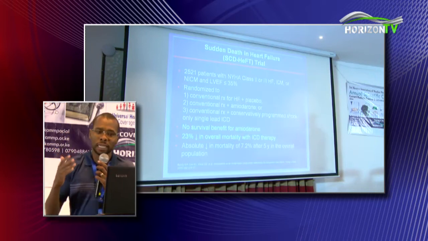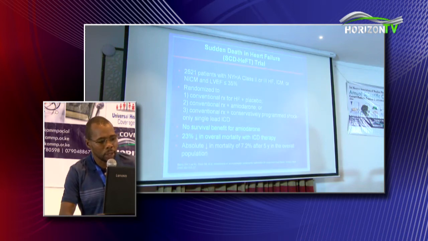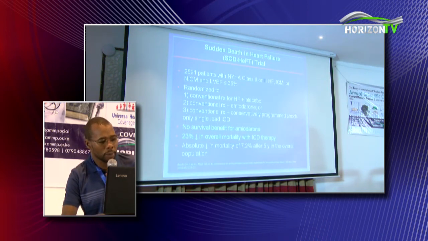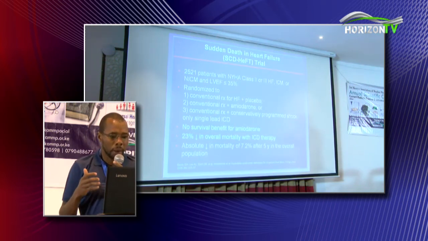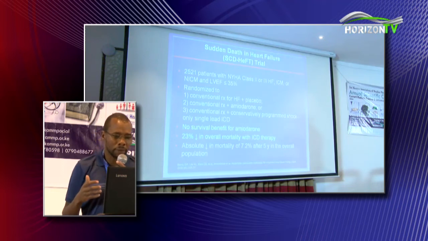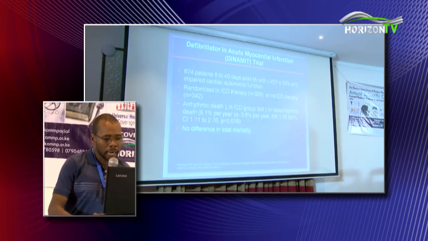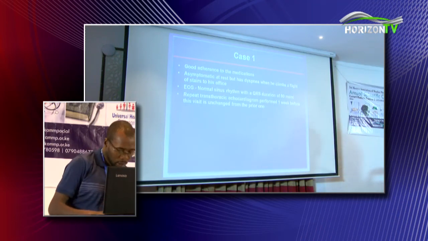Over and above these devices, in this particular study they gave one group conventional therapy for heart failure plus placebo. The second group got amiodarone, which is an antiarrhythmic drug, and the third group got conventional treatment plus a conservative, programmed shock-only ICD. In this study, there was no survival benefit with amiodarone, but there was a 23% reduction in overall mortality with ICD therapy, and an absolute reduction in mortality of 7.2% after 5 years in the overall population studied. These are a couple of other studies looking at this topic. I'll not belabor this, but I'll show one particular case of a patient.